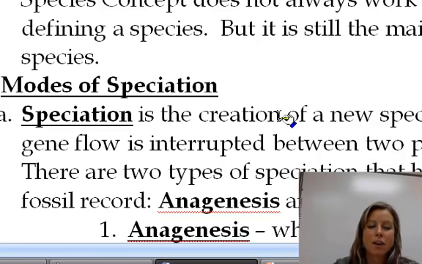Okay, so on the next video we're going to go into how speciation actually occurs.